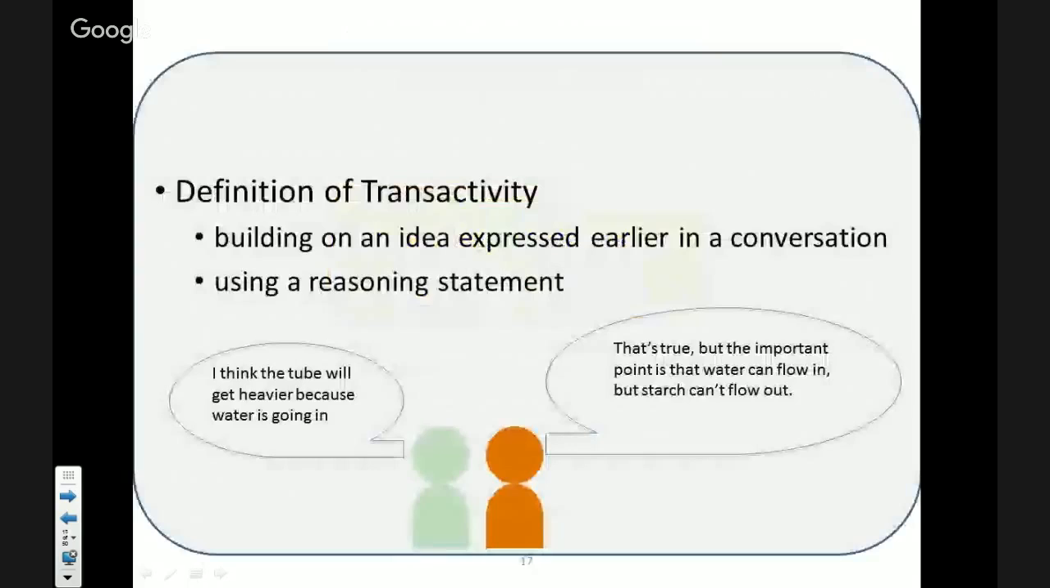So first, the simple definition of transactivity. We want to see students expressing their reasoning. So here a student is talking about a model of a cell and saying, I think the tube will get heavier because water is going in. They're dealing with semi-permeable membranes. And then the second student is building on or operating on that other student's reasoning by first acknowledging an agreement, but then extending it. So that's true, but the important point is that water can flow in, but starch can't flow out. So elaborating and making more complete the idea that the first student mentioned.